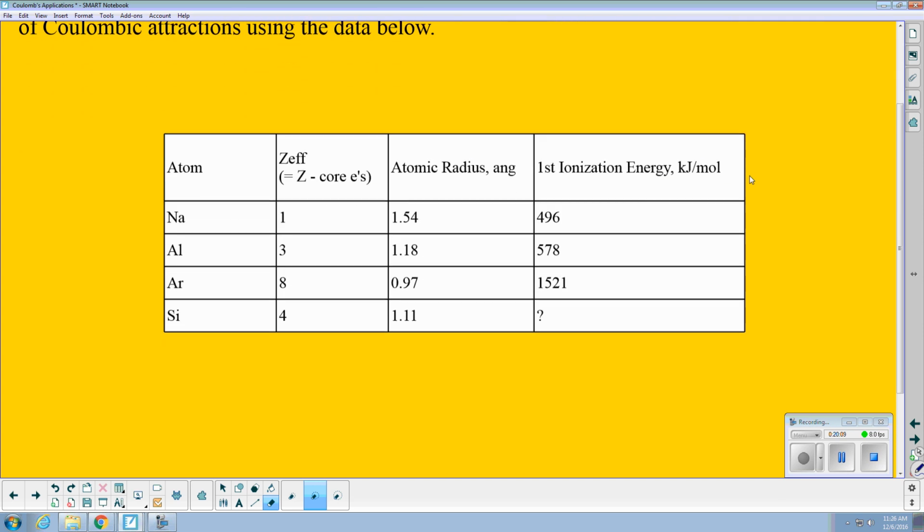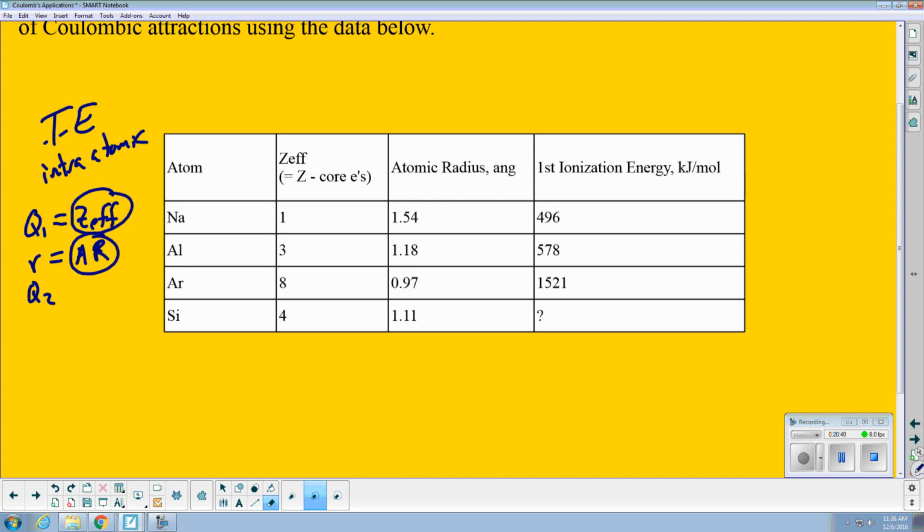So I look at this, and once again, when I'm dealing with ionization energies, I'm dealing with an intra-atomic relationship. That means my Q1 is going to be Z effective, and my R is going to be my atomic radius. Now, Q2, do I care about it? No, because the electron charge is always staying the same. We are only varying Z effective and your atomic radius. So those are the two things we have to look at.